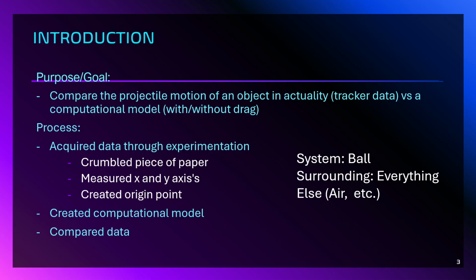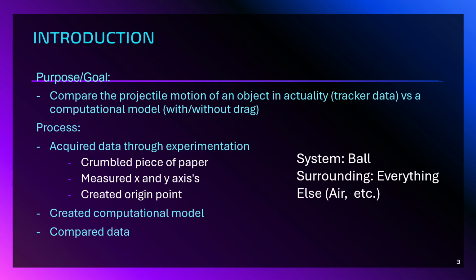So first of all, the purpose or the goal of this lab was to compare the projectile motion of an object in actuality, which I got from Tracker data, versus a computational model, one with drag and one without. So to do this, I acquired data of an object exhibiting projectile motion and compared this data with a computational model that represents the predicted motion.